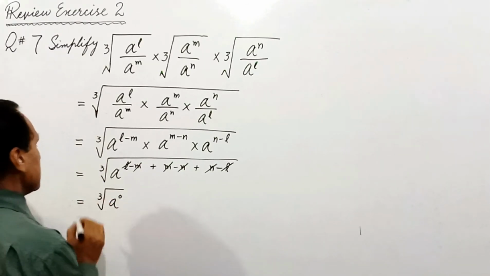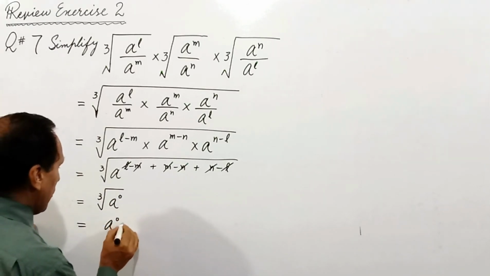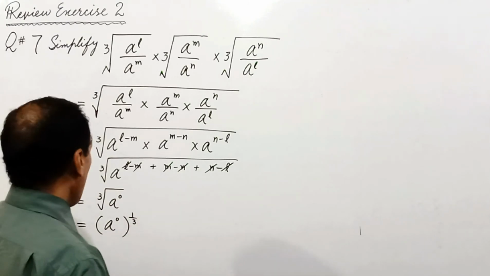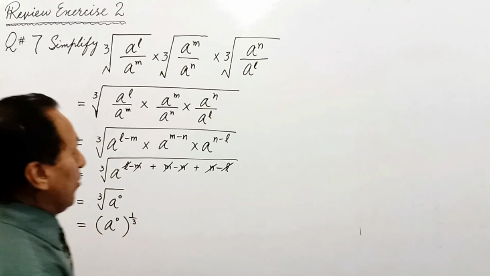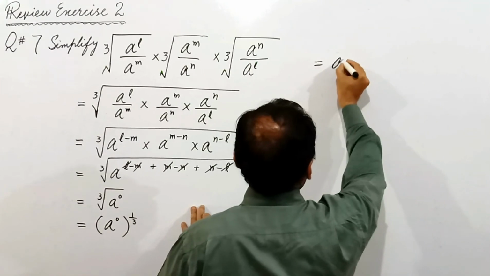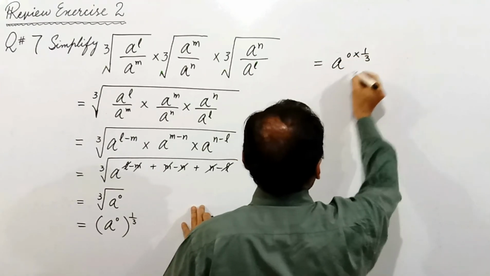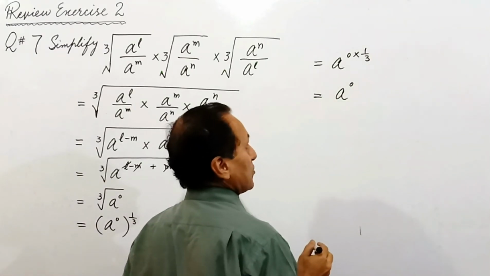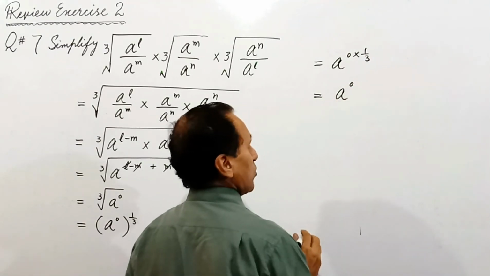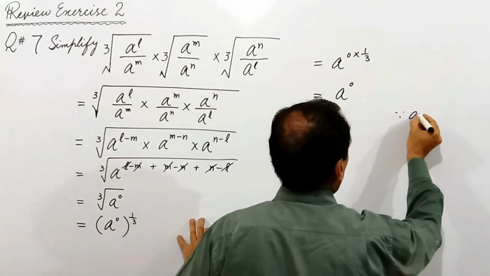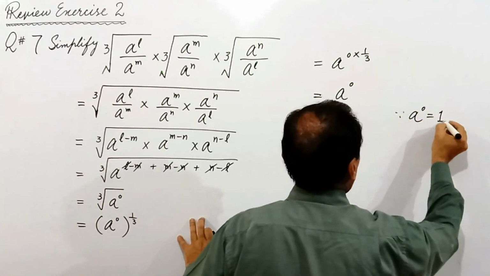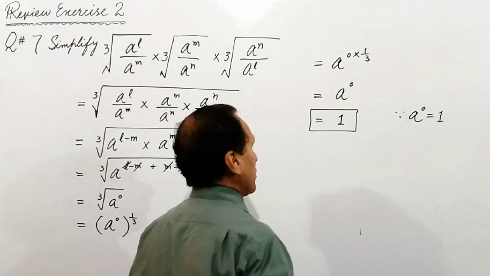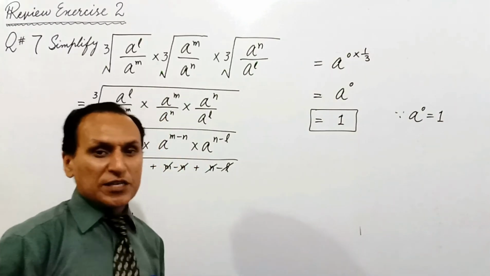We convert that radical form into exponential form, a raised to power 0 whole power 1 by 3. In the next step, we apply the law of power of power, and we have a raised to power 0 multiplied by 1 over 3, and what do we get? A raised to power 0. On multiplying 0, every number will become 0, so we have a raised to power 0. And as we know, a raised to power 0 is equal to 1. We have 1, and that is the simplified form of question number 7 of review exercise 2.